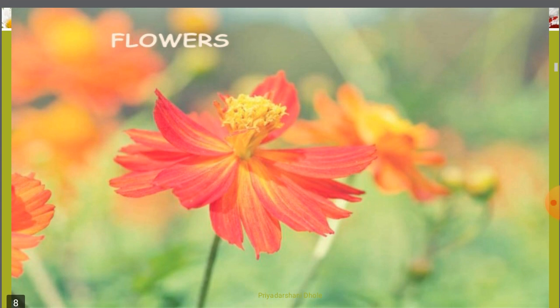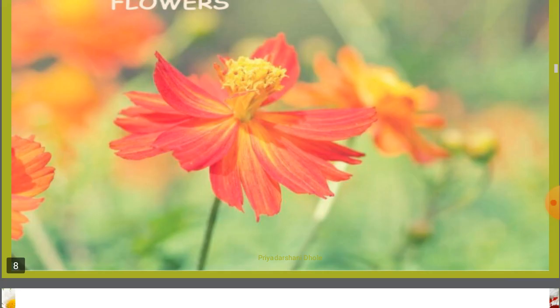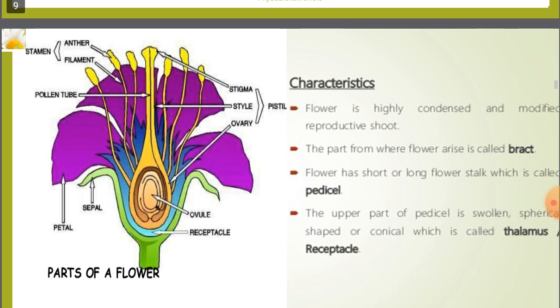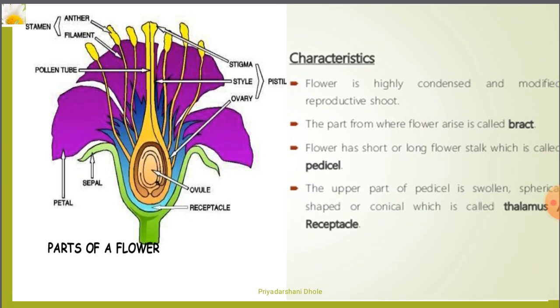Now the next important part of this flowering plant is the flowers. What are the main parts of the flower? What are the floral whorls? Whorls means parts. What types of floral parts are there? There are two types, non-essential and essential. Non-essential are calyx and corolla. Essential are androecium and gynoecium. Now these are the parts of the flower. You can see in the diagram.